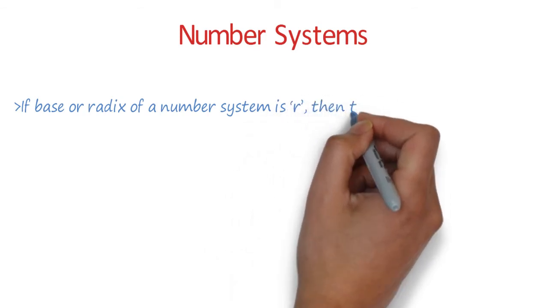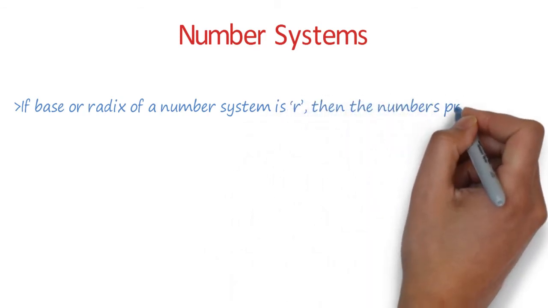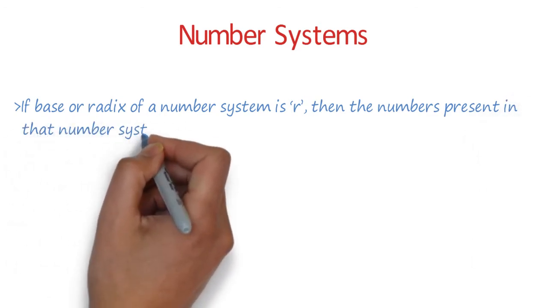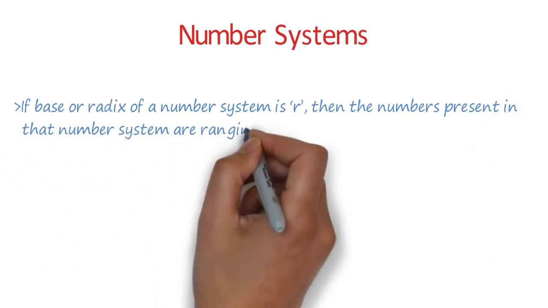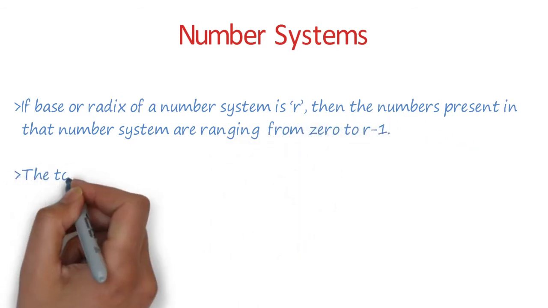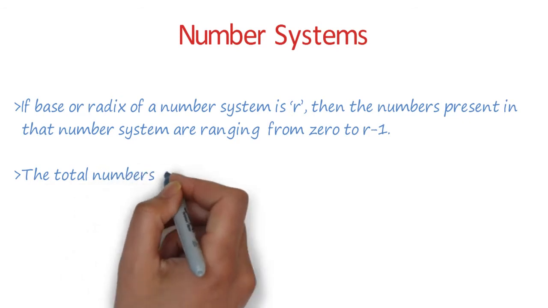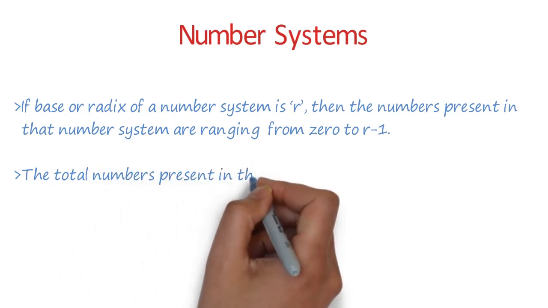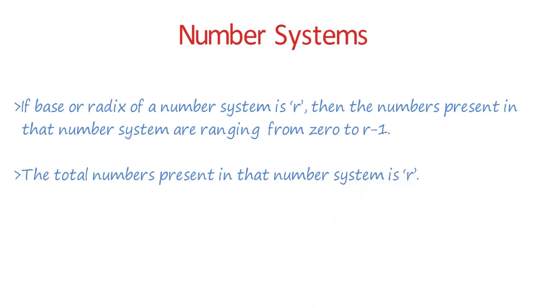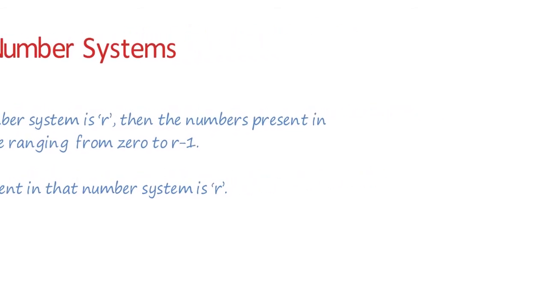Number systems are differentiated by their base or radix number, which is represented by the letter R. The number of digits present in that number system is R, and the various digits in the number system can be calculated using the formula 0 to R minus 1. Let us see different number systems.